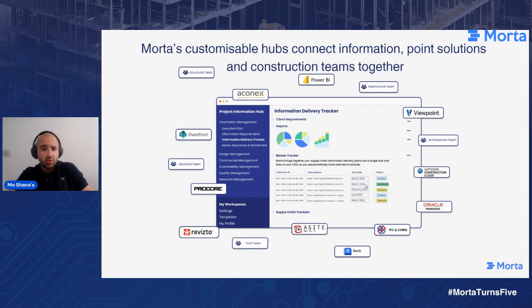And where we come in is we provide customizable hubs that connect information, point solutions, and construction teams together. So rather than having Word and Excel files, you can bring the information into a single hub where this information can then be accessed by supply chain members and they can see the information that's relevant to them. And then Morta interfaces with a wide range of systems. So we've always had interoperability at our core, and we've always been able to ingest data in various ways. But we've been making it easier through one-click integrations, as I'll be talking about in a second, as many of you have tried already.